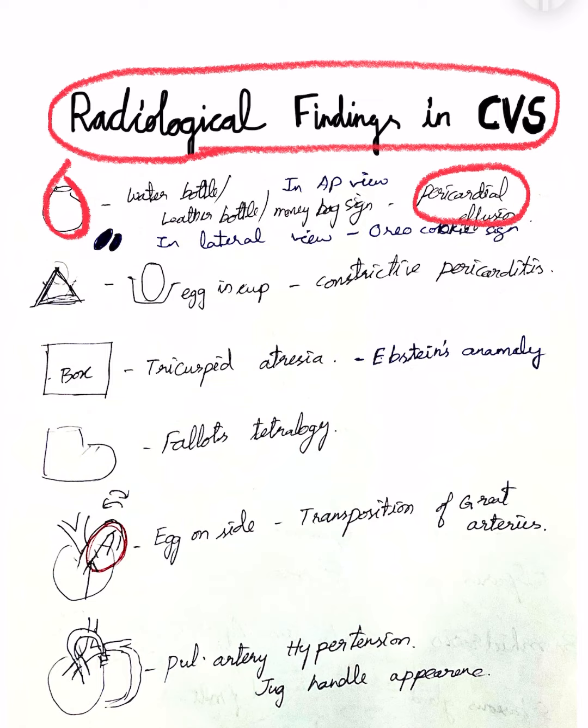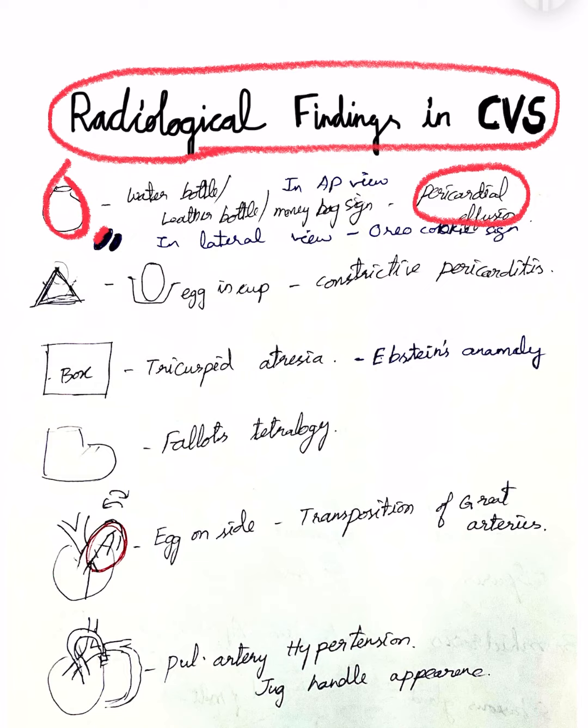In case of the lateral view, there will be an Oreo cookie like sign, that is the parietal pericardium and visceral pericardium, and in between we will be having this pericardial fluid, which is pericardial effusion. So in pericardial effusion, in AP view it is seen as a water bottle or the leather bottle or a money bag appearance. In lateral view it appears as an Oreo cookie sign.